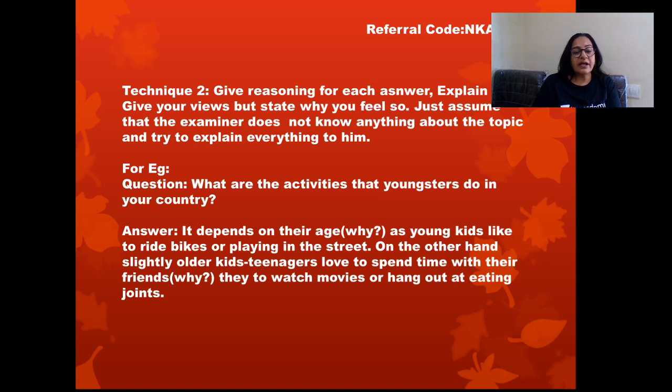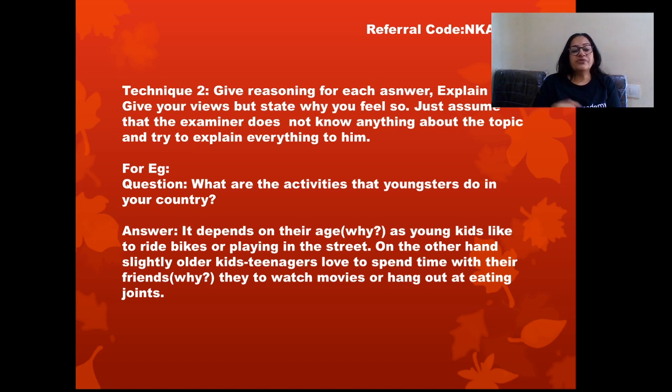But what can an ideal answer be? I have given examples for that also. You can say it depends on their age. Now, how does it depend on their age? You have to give a reason. As young kids like to ride bikes or play in the street. Here he is differentiating between different kids. Young kids, then he'll take on the older kids, that is the teenagers. You can differentiate these age groups, and that will also extend your answer.